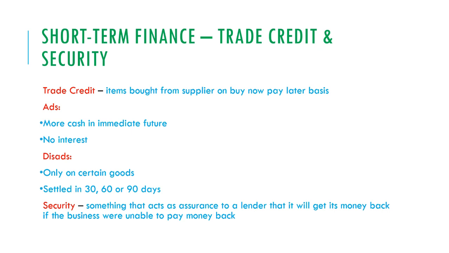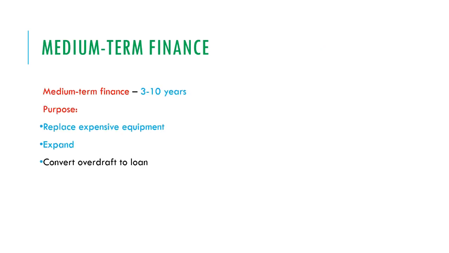The advantage is that you have more cash in the immediate future with no interest. You don't pay interest. The disadvantage is that it's only available on certain goods and you have to pay it within 30, 60 or 90 days. Security is something that acts as an insurance to a lender that it will get its money back if the business were unable to pay it back. So this lends itself to trade credit: if you buy a product but you haven't paid for it, and you don't pay them back, that company has a legal right to come and take something from you, such as an asset like a vehicle.